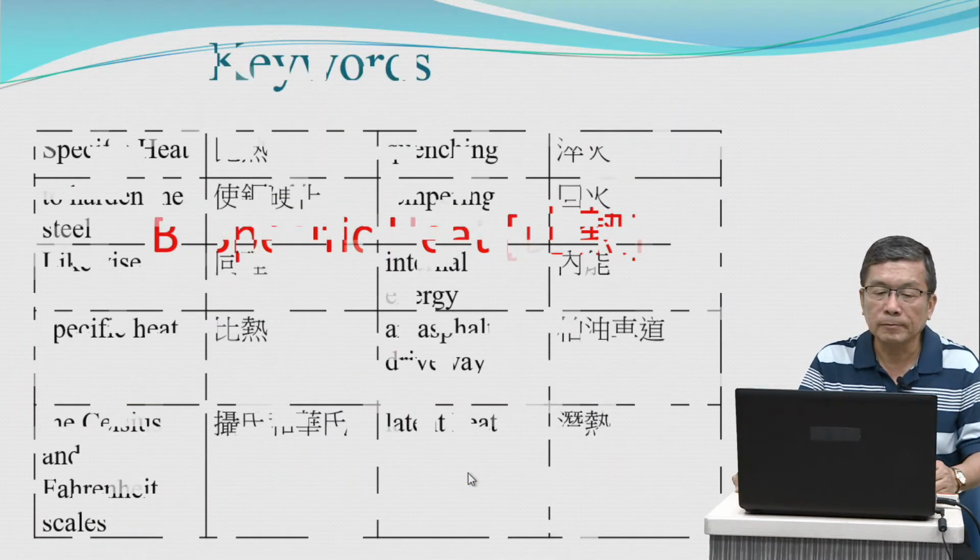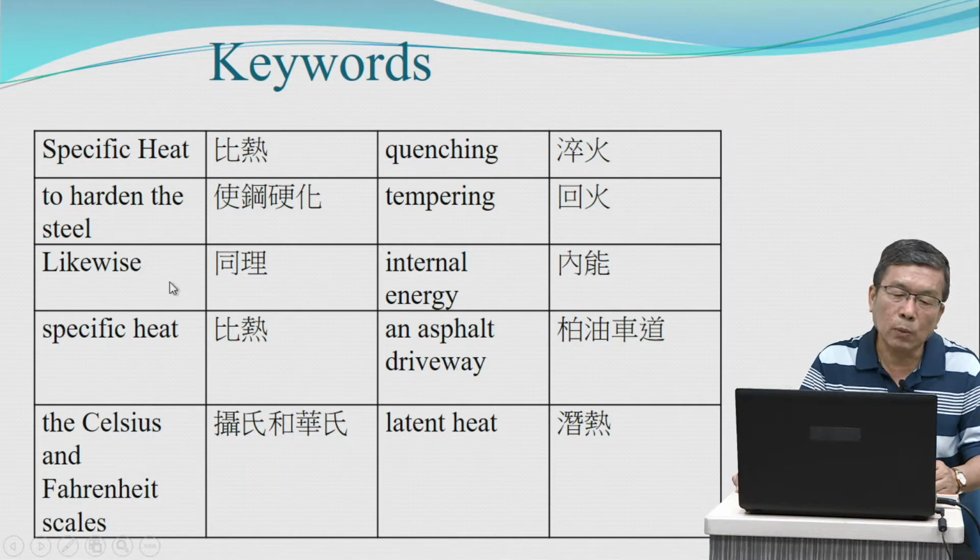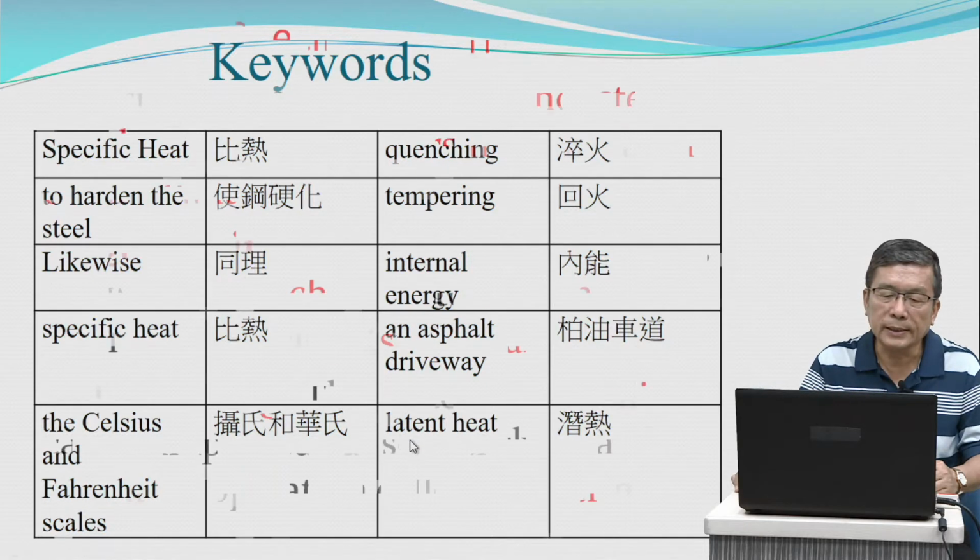Specific heat. The keywords: specific heat, quenching, to harden the steel, tempering. Likewise, internal energy, specific heat, and asphalt driveway. The Celsius and the Fahrenheit scale, latent heat.